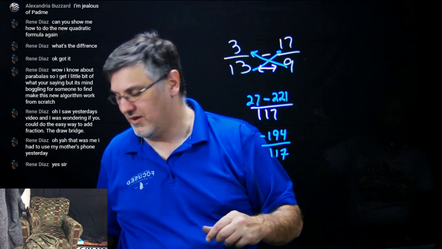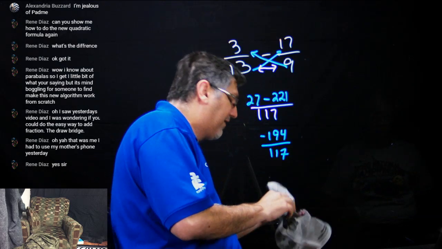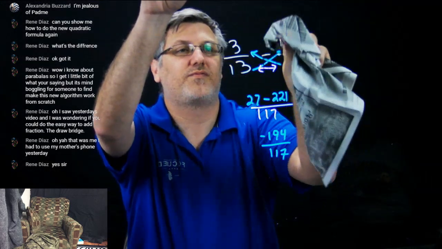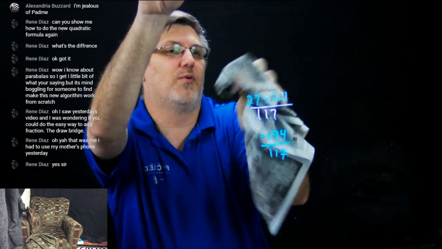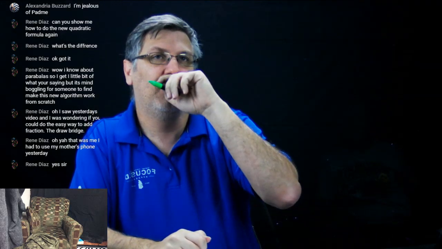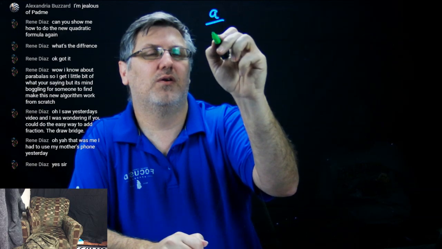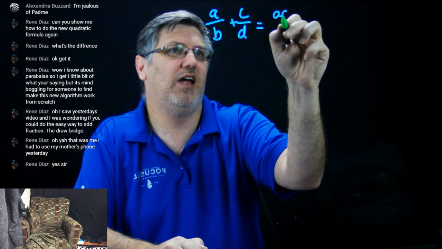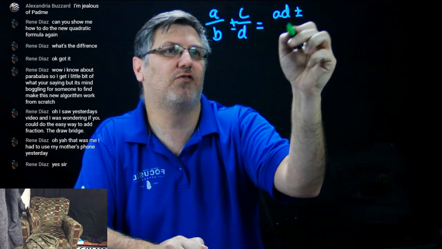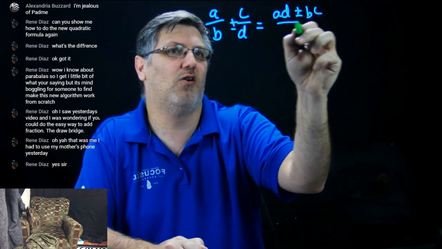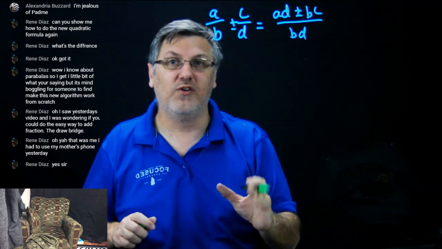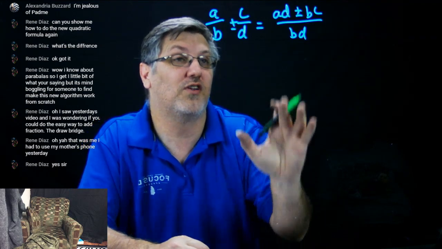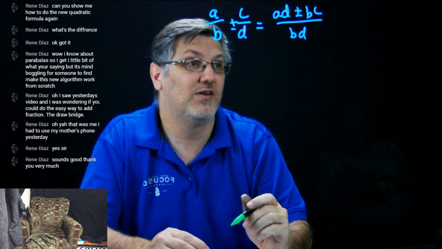Oh, yeah. Get the actual formal definition of adding and subtracting fractions. So Renee, what I'm going to do is write up the mathematical definition of how to add and subtract fractions. So A over B plus or minus C over D equals (AD plus or minus BC) all over BD. This is the formal definition. You'll find this in math textbooks. This is how you're supposed to add and subtract fractions.